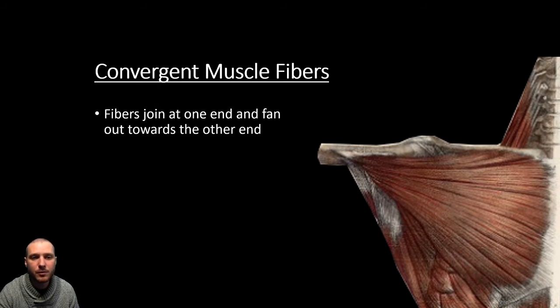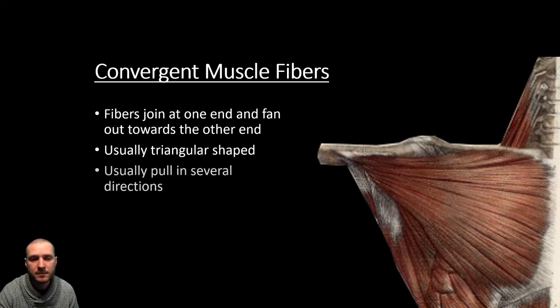Convergent muscles are going to be when the fibers, the origin usually is going to be large or wide at one end, and the fibers gather together and insert into a small attachment point at the insertion. So they join at one end and fan out at the other. An example here is pectoralis major. Sometimes you'll see these described as triangular muscles because of their triangular shape.